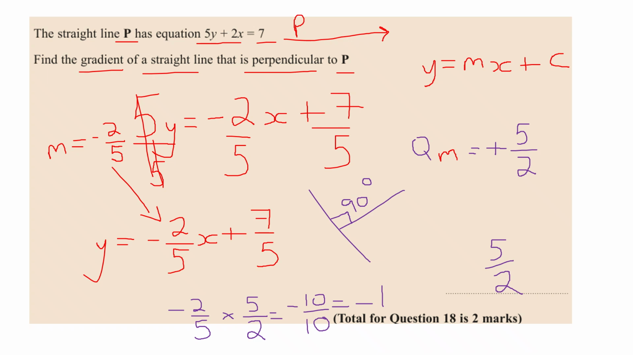So the gradients here are negative reciprocals of one another. They must both multiply to make minus 1. So I hope that makes sense.